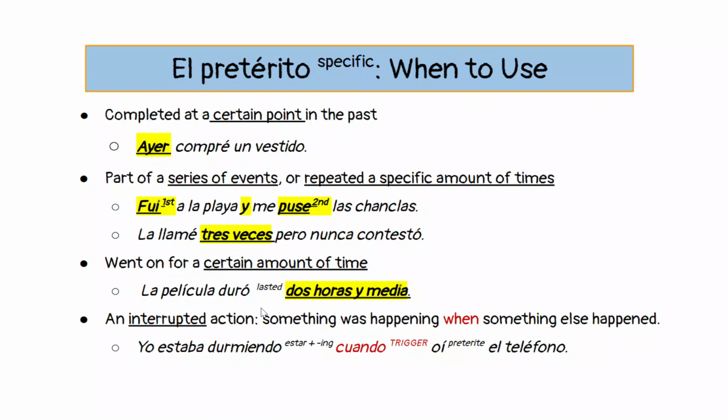An interrupted action: something was happening when something else happened. So the first thing that's happening is the bouncing, imperfect. I was sleeping, -ing, when, there's your little trigger, I heard the phone, preterite. Okay? So something's bouncing along, and the preterite, bam, interrupts and crashes into it.